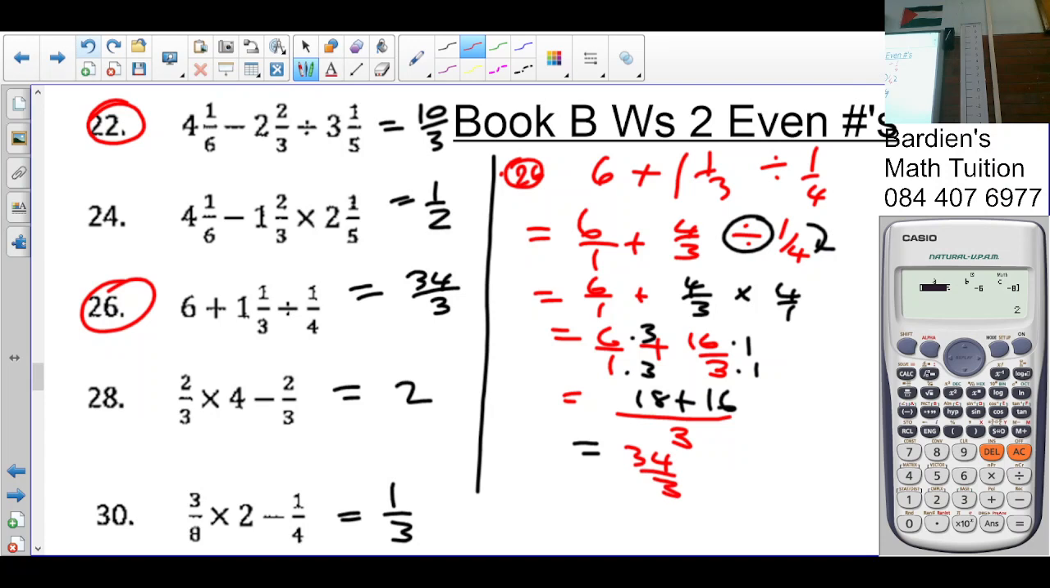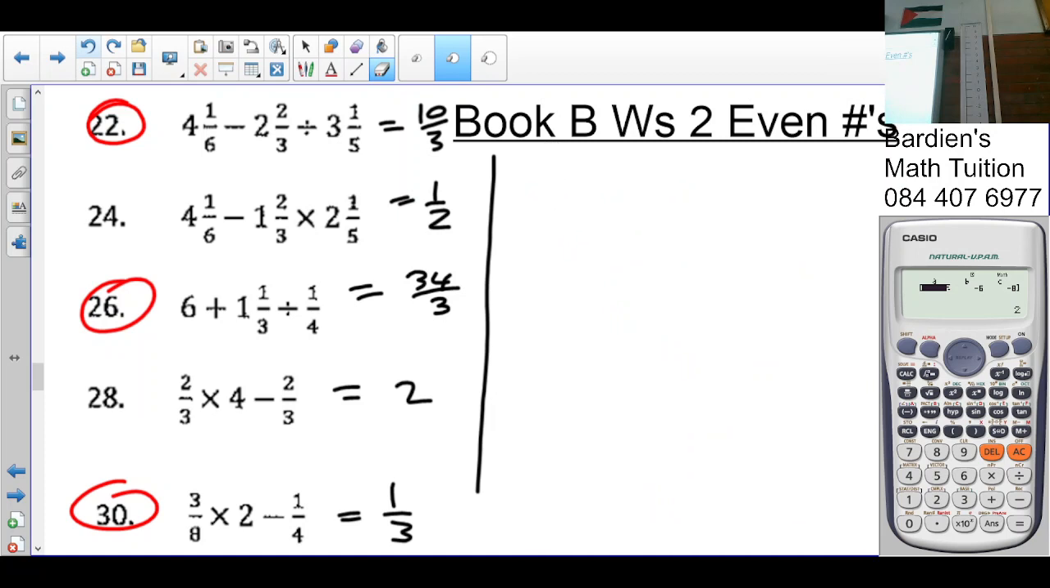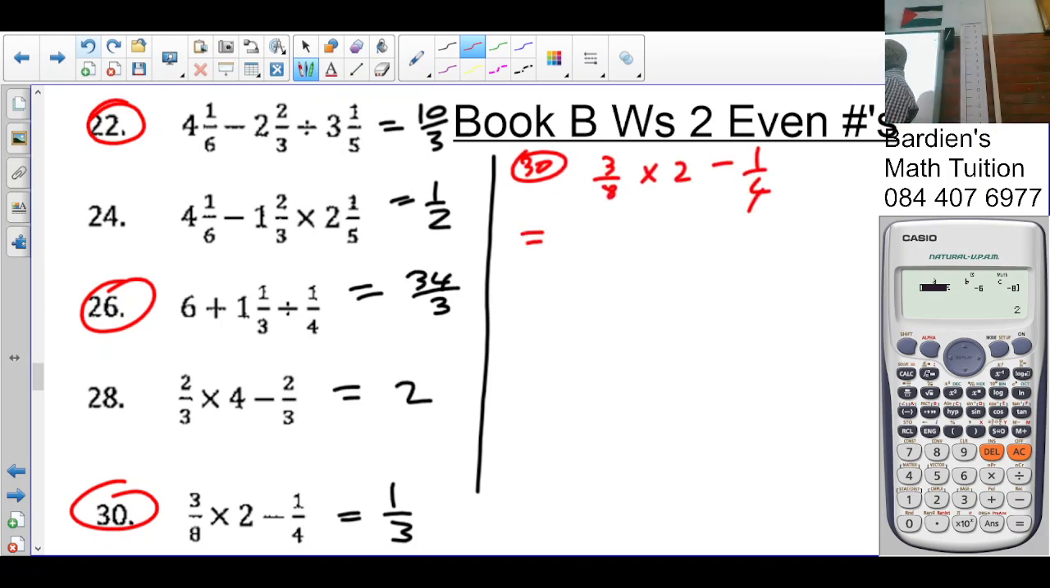Number 28. Number 13. Right, go for it, Michael. Just write it down first. Now make a note in your books where you're going wrong. Right, go for it. Correct. Next.